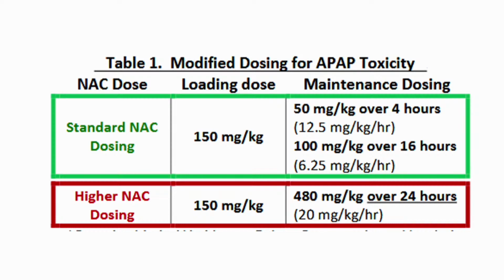So in terms of the dosing, the green one is the standard dosing. You start with a loading dose of 150 milligrams per kg, then continue with 50 and 100 milligrams per kg over 4 and 16 hours. Now the higher NAC dosing requires you to start with the same loading dose, which is 150 milligrams per kg, but the maintenance dose changes to 400 milligrams per kg over 24 hours. That is 20 milligrams per kg per hour. Can you follow? Great.